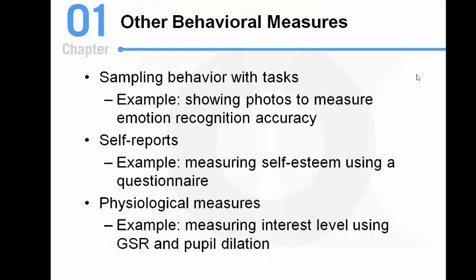Other ways that you can get information, you can give people tasks to do and see how well they do tasks. So it gives an example here showing photos to measure emotion recognition accuracy. There are any number of tasks you could come up with. You can watch someone and see, are they more accurate in certain environments? Are they more accurate when they've had a good lunch versus when they're still hungry? Can they do a task better? Or maybe you're interested in, are they more accurate at certain times of the day? Or whether they've had enough sleep at night. So tasks would be one way to get information.